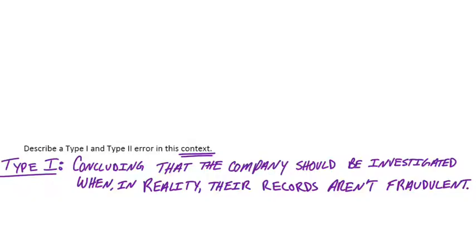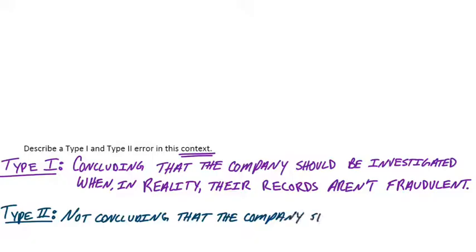And remember, a type 2, that's fail to reject. So how would this look if we failed to reject and made an error? Well, that would be like not concluding that they were committing fraud, right? So not concluding that the company should be investigated.